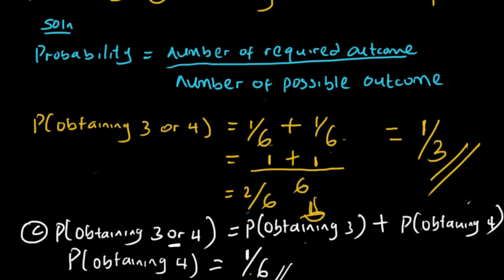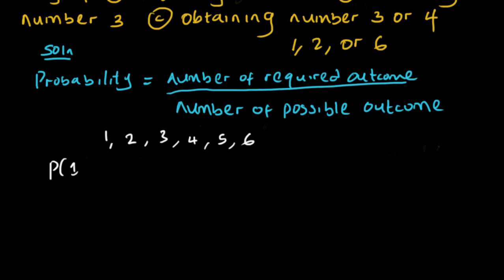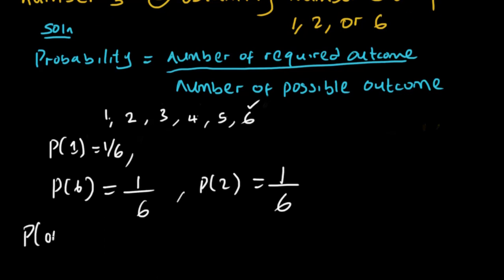Now lastly, let's try to find the probability of obtaining 1, 2, or 6. So can we do that? Now don't forget the possible outcomes. 1, 2, 3, 4, 5, 6. Now remember, we've gotten probability of obtaining 1 as 1 over 6. Now for probability of obtaining 6, how many 6 do we have? 1. What is the possible outcome? 1, 2, 3, 4, 5, 6. So probability of obtaining 6 is still 1 over 6. And probability of obtaining 2, we have 1, 2. So we'll put 1 over 6. Do you understand?